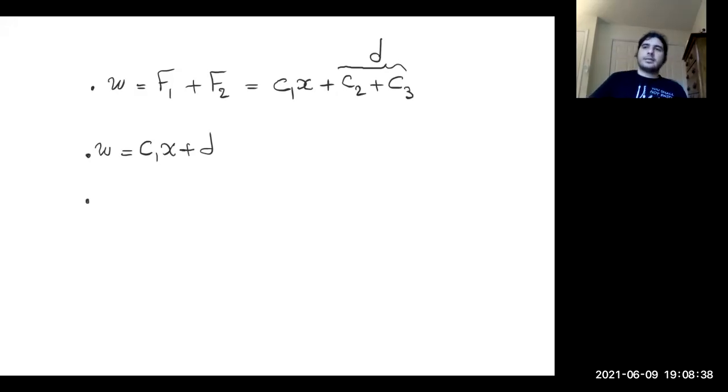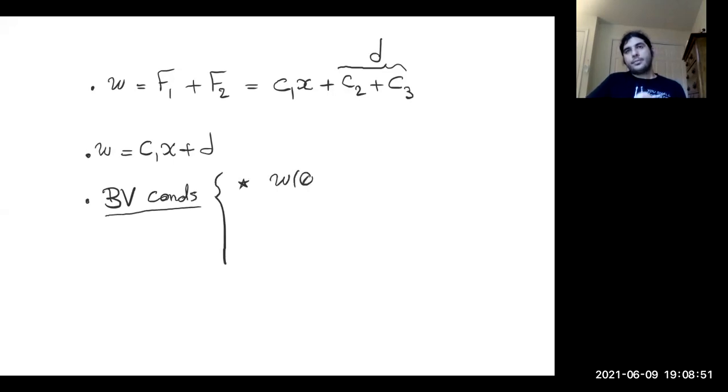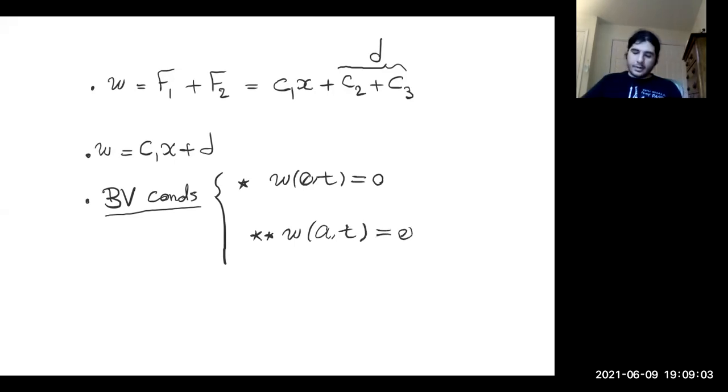Now let's look at our boundary value conditions. What are the boundary value conditions now? We had two boundary value conditions. One was telling us w at the point x equal to 0 at any time t is equal to 0. And the other one was telling us w at the point a at any time t is equal to 0. Great. Let's plug in these conditions to the equation.